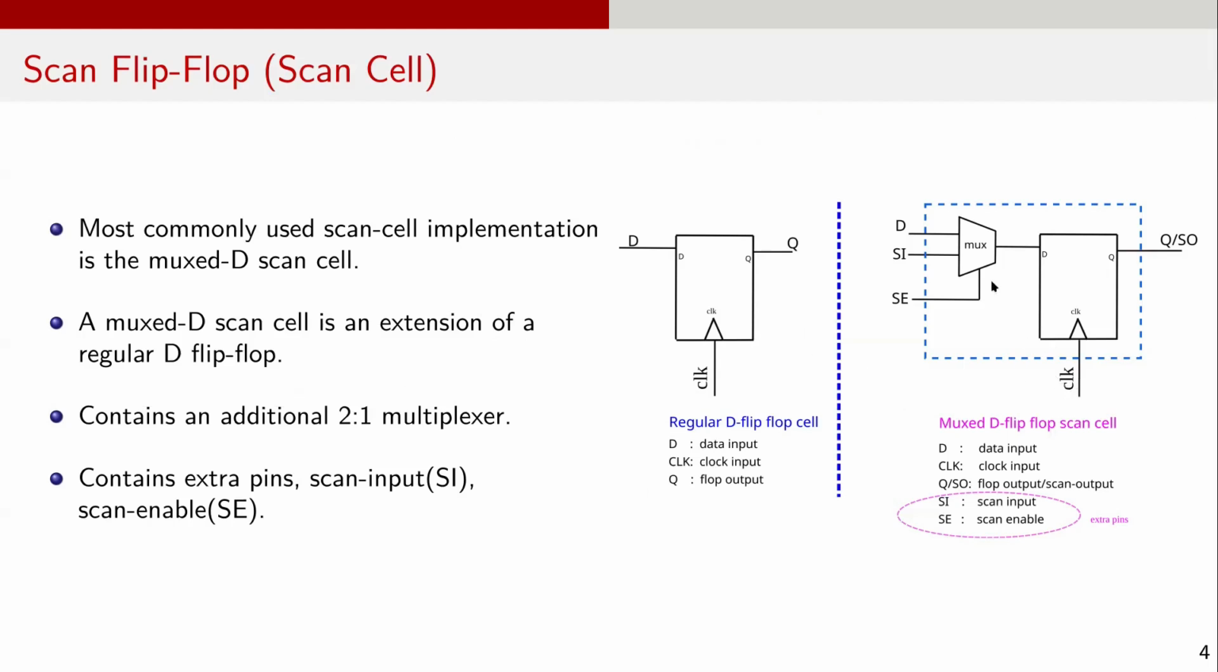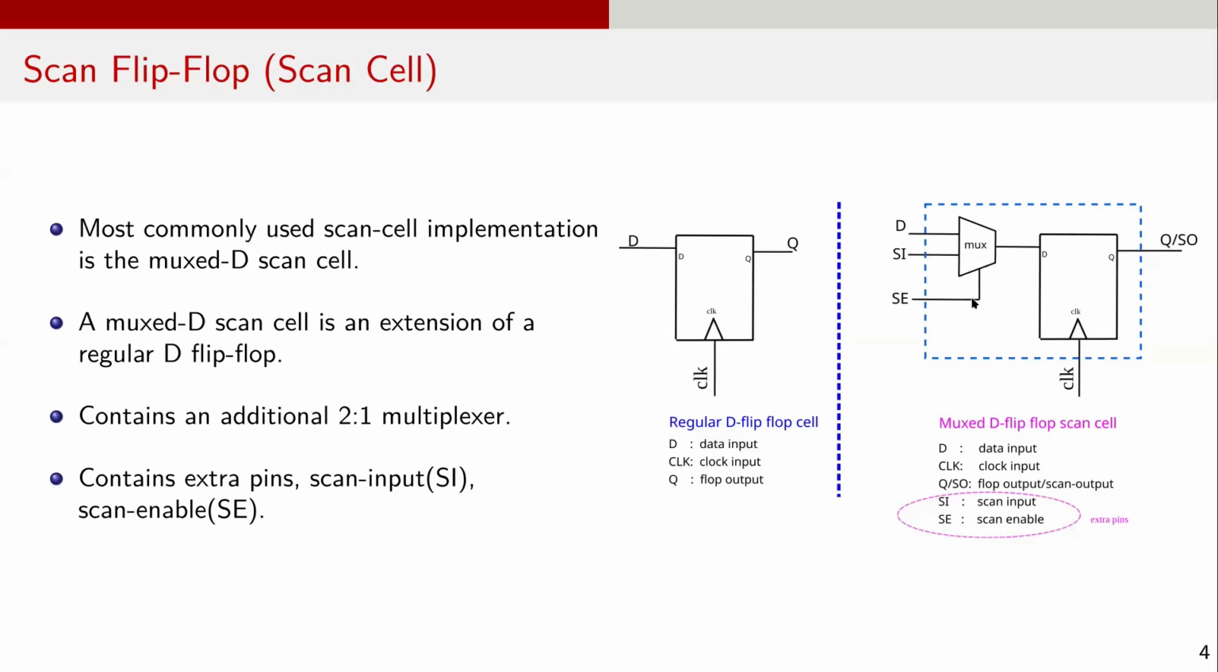It contains an additional 2:1 multiplexer and a few extra pins. The data pin D, the clock pin CLK, and the output pin Q are the same as those of the regular flip-flop. The extra pins are SI, scan input, and SE, scan enable. The multiplexer selects between the D input and the SI input based on the value of scan enable.